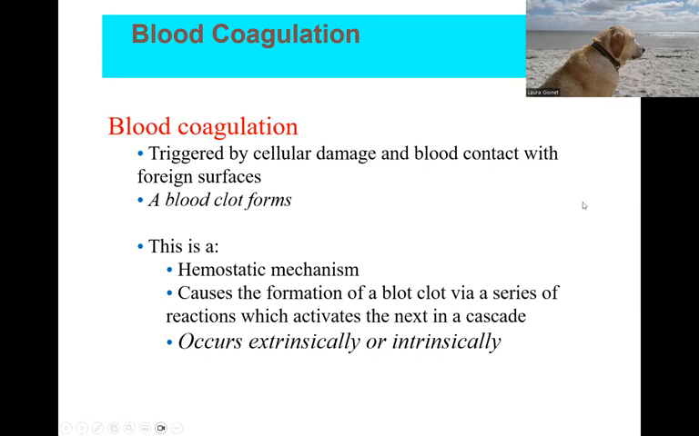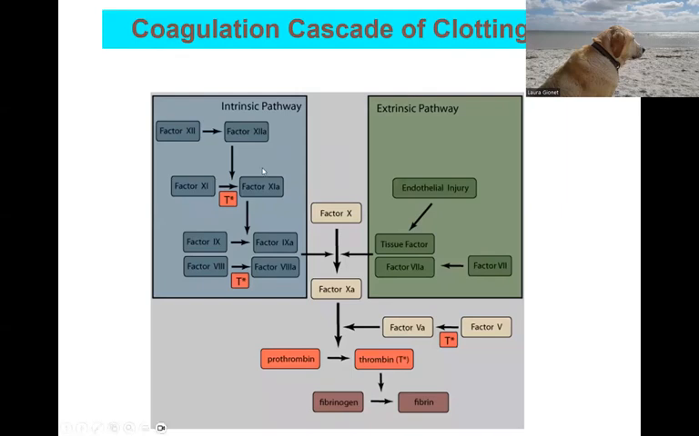Blood coagulation. Blood coagulation is triggered by cellular damage, or blood contact with a foreign substance, and a blood clot forms. There are 2 different pathways and etiologies for blood coagulation. It's a hemostatic mechanism and causes the formation of a blood clot via a series of reactions, each of which activates the next in a cascade. It occurs either extrinsically or intrinsically. I like this picture because it helps you see the difference between both pathways and the different steps involved. But in the middle, they follow what's called the common pathway.